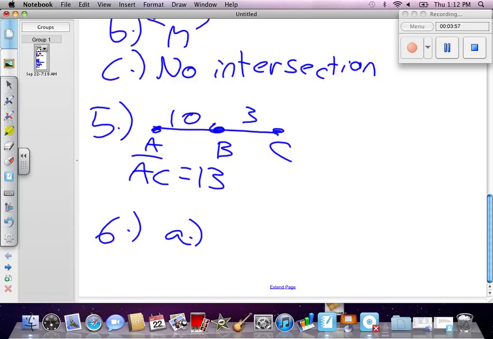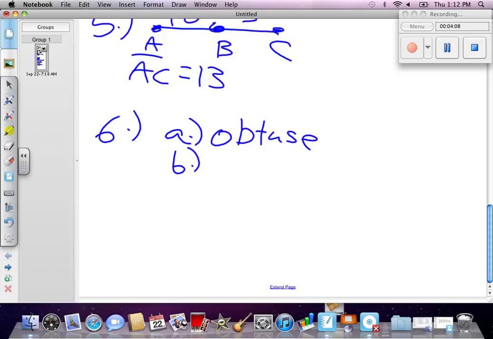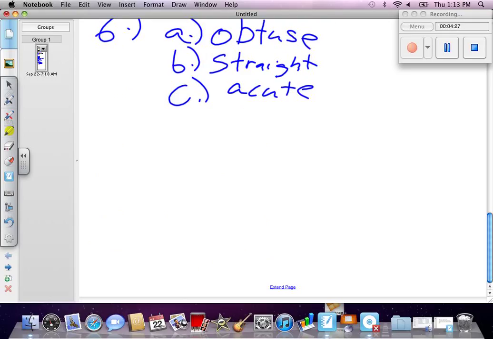Number 6. 142 degrees is acute, right? Obtuse or straight? Obtuse. It's fat. It's bigger than 90. Angle E, 180 is? Straight. 7 degrees. Acute. Cute. It's little. And if I knew it was 90 degrees, we would call it right.